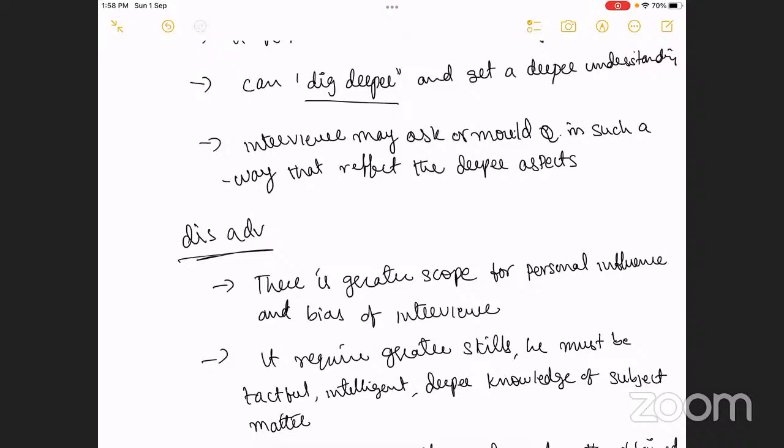Here you need greater skills. You need to be very tactful, intelligent, with deeper knowledge of the subject. Earlier, in a structured one, you don't require any knowledge or skills because the questions are already there. You have to go and ask the questions. But here in an unstructured one, there are no questions. So you need to create questions based on the answers you are getting from the respondents. For that, you need greater skills, tactfulness, intelligence, and deeper knowledge of the subject. This is very important.